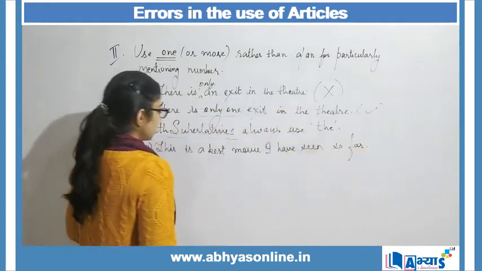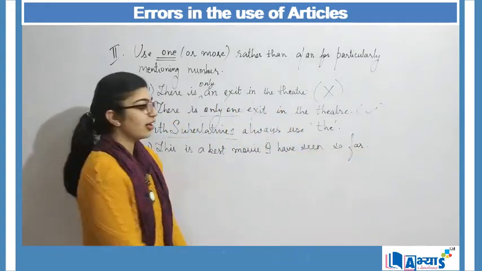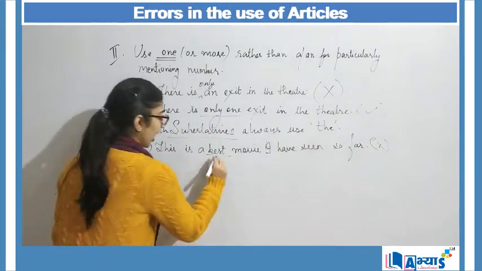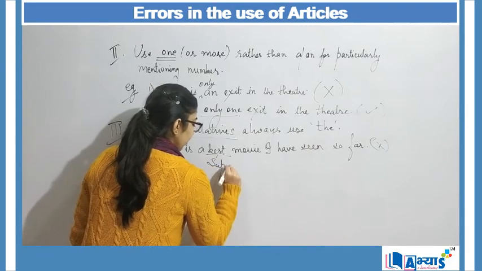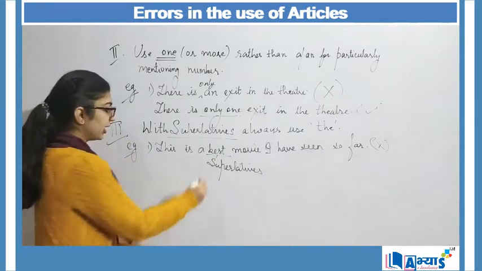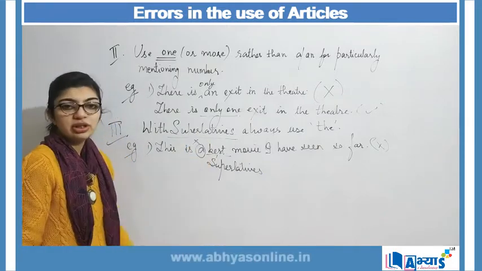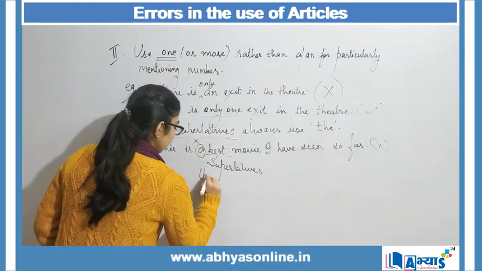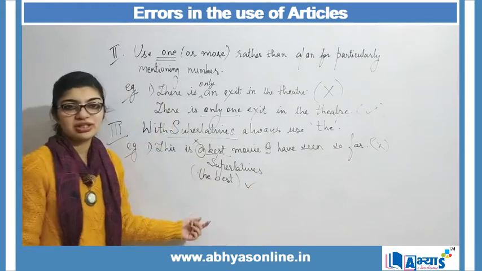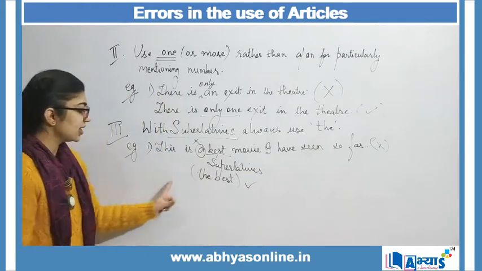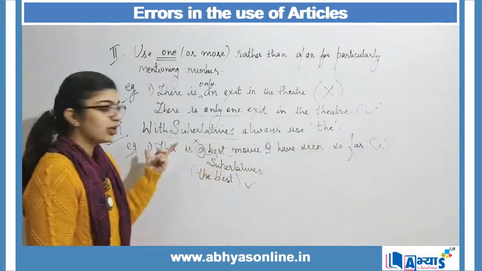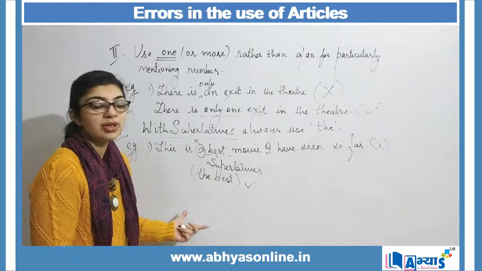When I'm saying this is the best movie I have seen so far, my sentence is wrong, because "best" here comes under the category of superlatives. And I said that whenever we are making use of superlatives, we do not make use of "the". With superlatives, I will say "the best" will be the correct formation of my sentence: this is the best movie I have seen so far. So remember that with superlatives my article will always be "the".